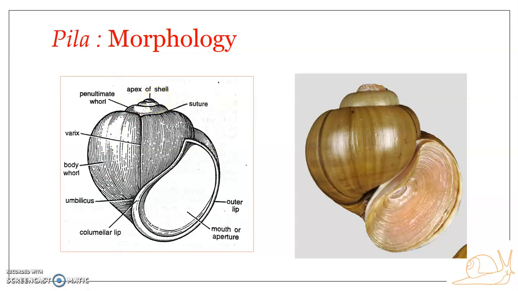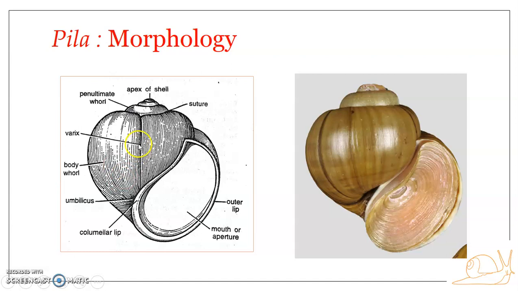Another important feature you can see is that these whorls are demarcated by deep grooves, and these grooves are known as sutures. The surface of the shell is marked by vertical lines, visible on the shell. These vertical lines are known as the lines of growth.